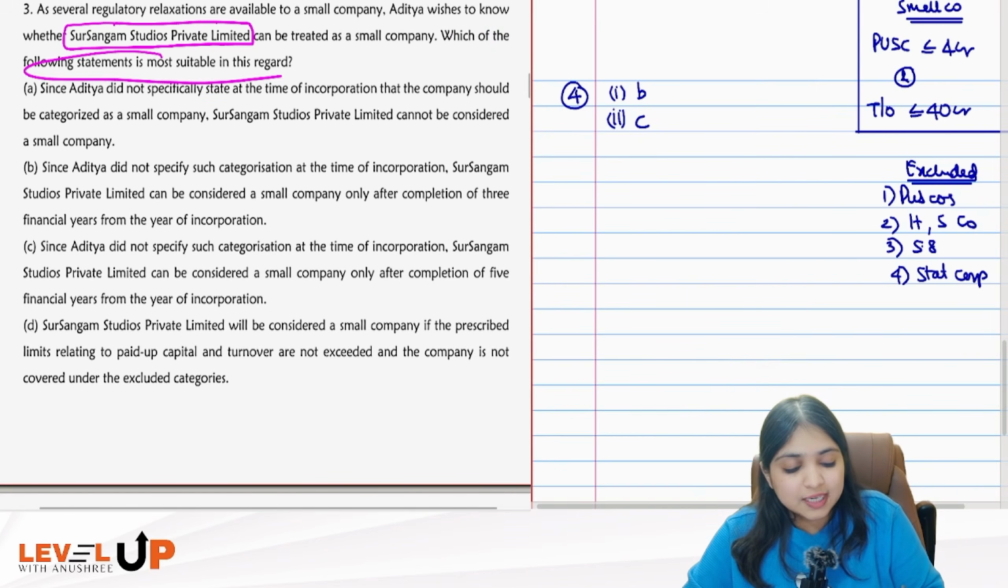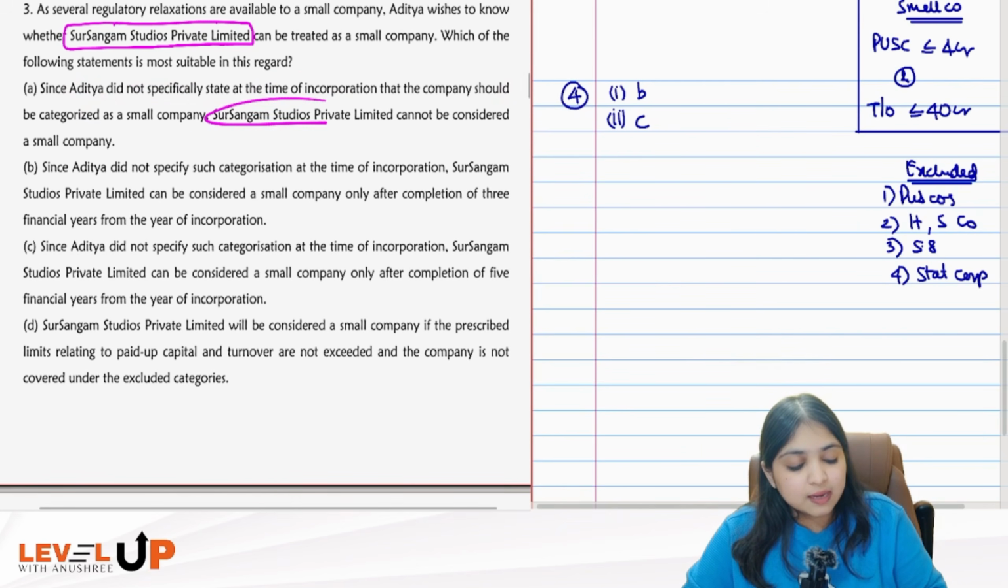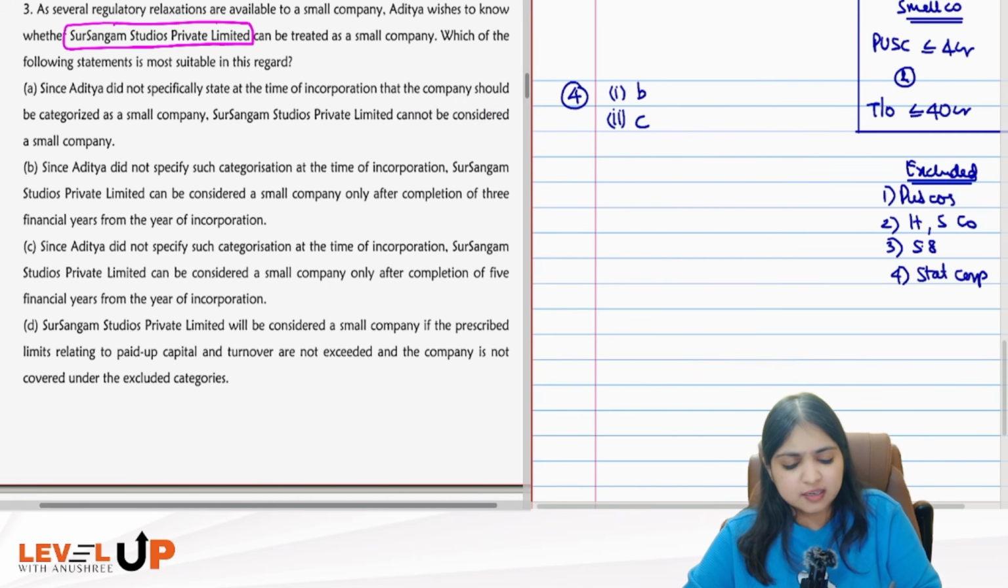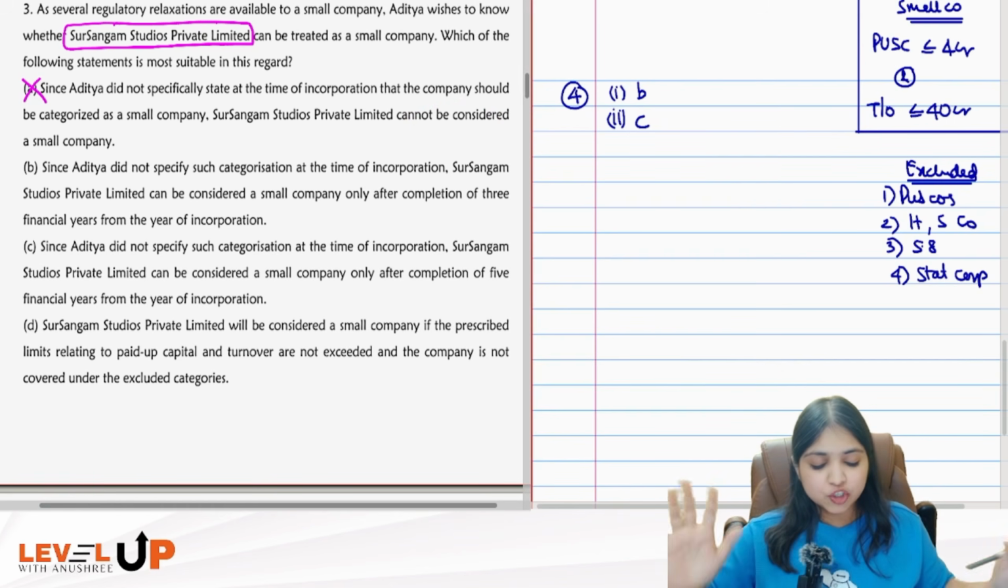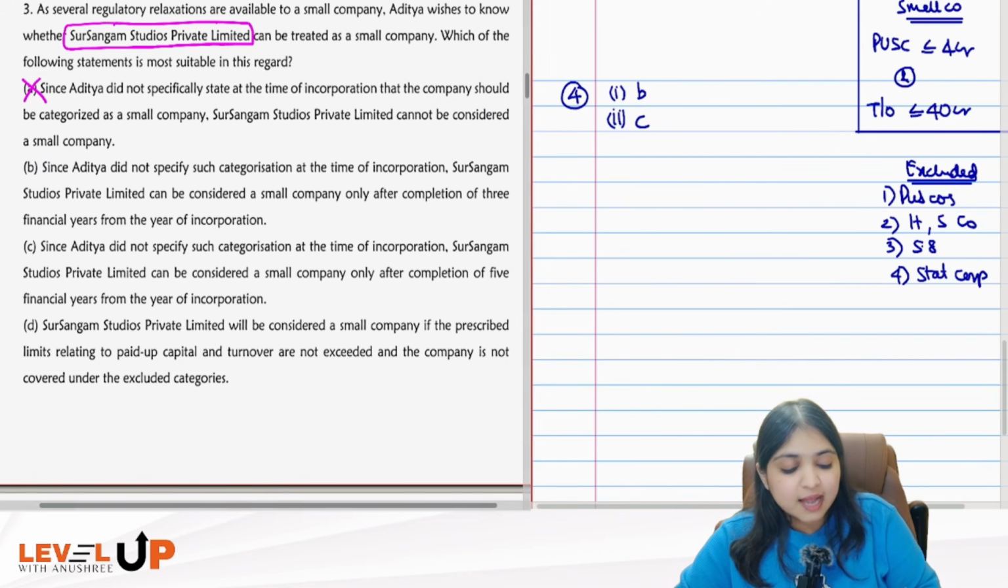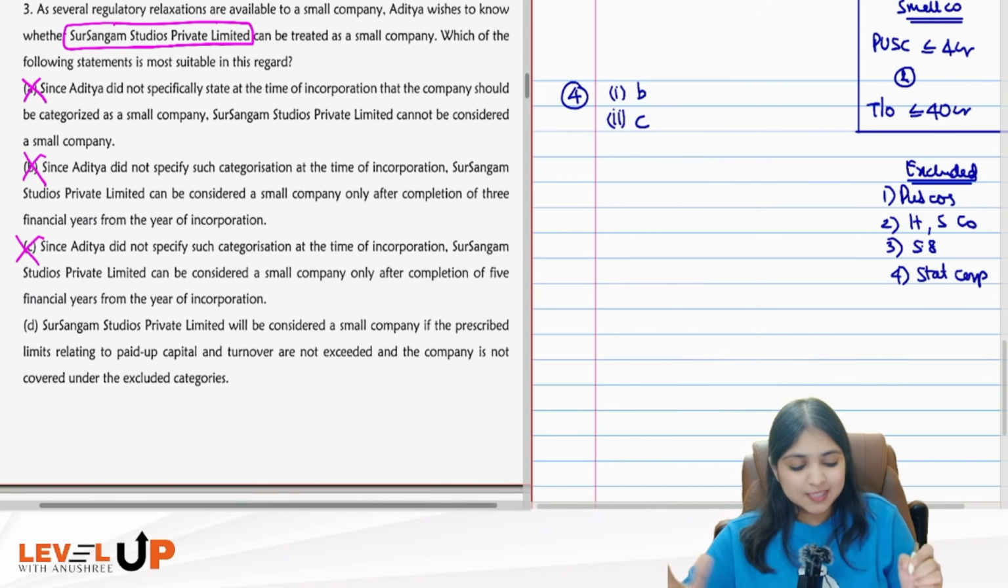Which of the following statements is most suitable? Option A. Since Aditya did not specifically state at the time of incorporation that the company will be a small company, Sursangam Studio Private Limited cannot be considered as a small company. No, there is no such requirement to state at the time of incorporation. This is incorrect. Then, since Aditya did not specify such categorization at the time of incorporation, Sursangam Studio Private Limited can be considered a small company only after completion of 3 financial years. There is no such provision. Only after completion of 5 financial years, no such provision.